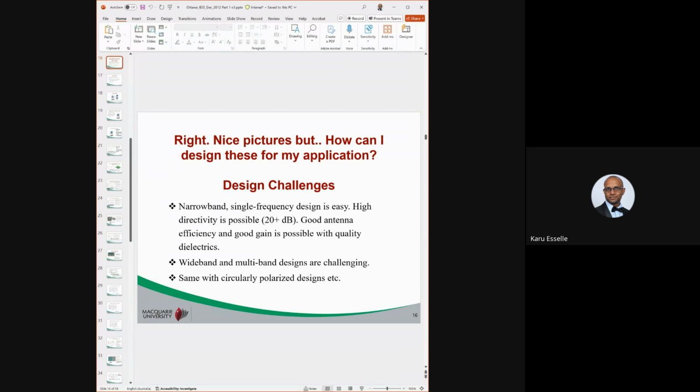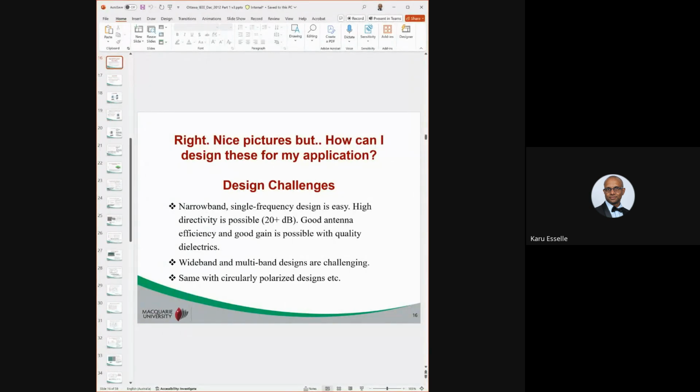Your RF efficiency could be 60%. If you use a high quality low loss dielectric like RT/Duroid, TMM, etc., you can get 90% or better RF efficiency. Designing multi-wideband and multi-band antennas is not so easy. So that's the one that I'm going to explain today.